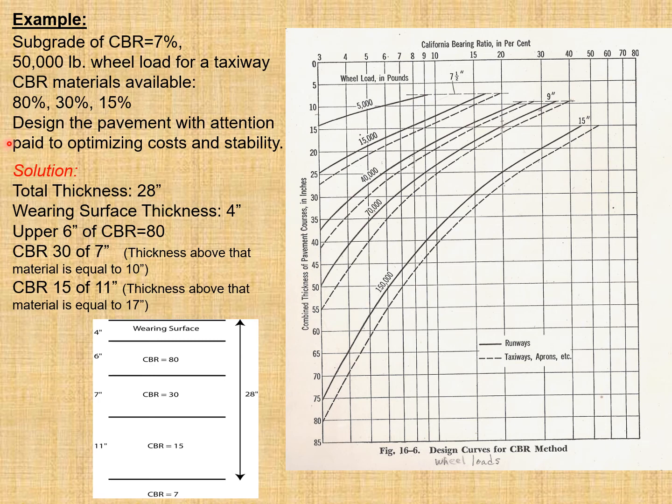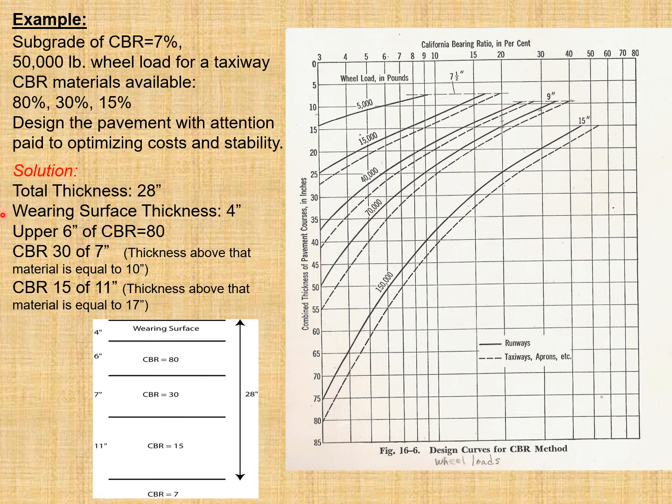Now here look at the wheel load, that is 50,000 pound. This is a taxiway. So you can see that the 40,000 pound taxiway curve is this one, and this is the 70,000 pound wheel load curve for taxiway. So in between this curve and this, you will have to mark the curve yourself corresponding to 50,000 wheel load, and by using that you can get the thicknesses of the construction. So here the total thickness, that is 28 inches, is what you will get corresponding to that curve.